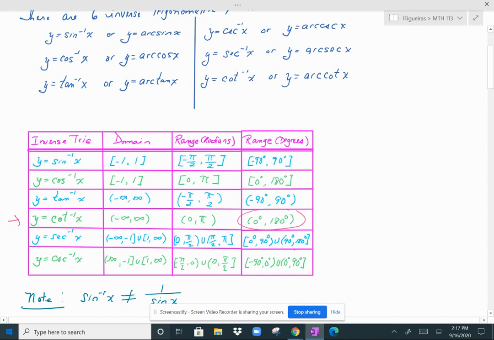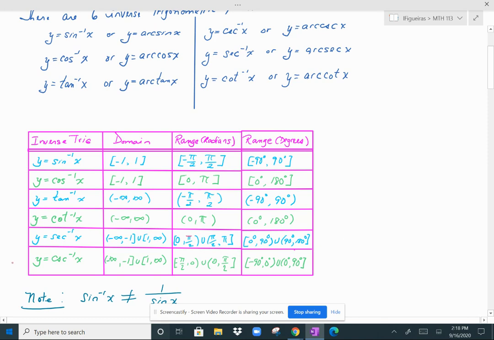Secant inverse, the domain is from -∞ to -1, and then from 1 to infinity. The range is from 0 closed interval to π/2 open interval, and then from π/2 open to π. Again, we have to avoid π/2 because cosine of π/2 is 0, and remember secant is the reciprocal of cosine, so you can't divide by zero. It's also in degrees, from 0° to 90°, and then from 90 to 180.